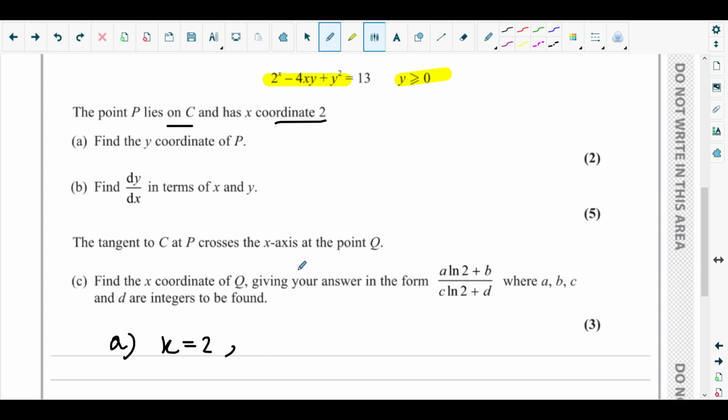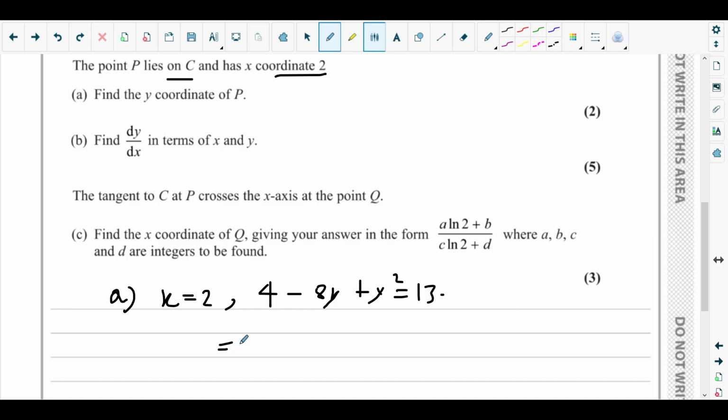So what we will get, 2 squared, that is 4, minus 8y plus y squared equals 13. So take all the terms on the same side. It will form a quadratic equation. So y squared, it's not plus, it's negative, sorry. So negative 8y, take 13 to the left, so what we will get? Negative 9 equals 0.